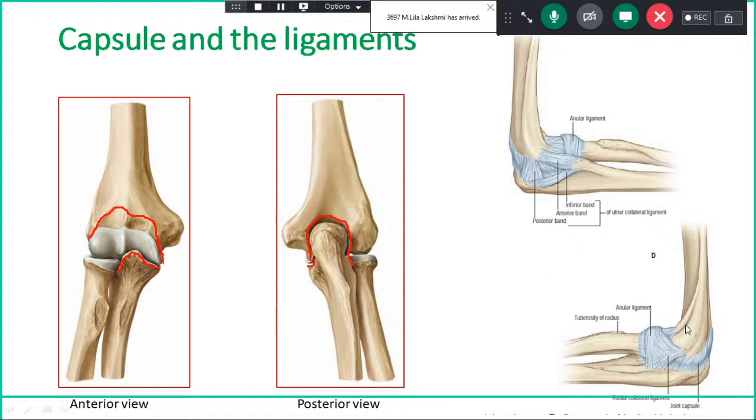Now coming to the radial side, where you get the radial collateral ligament. It extends from the lateral epicondyle, and distally it merges with the annular ligament around the head of the radius. So along with the capsule of the joint, you have two ligaments, the ulnar collateral ligament and the radial collateral ligament, for strengthening of the joint.